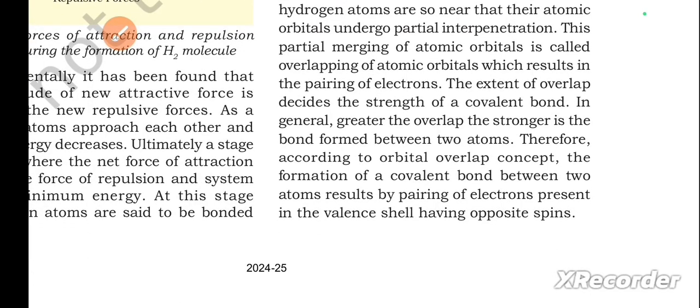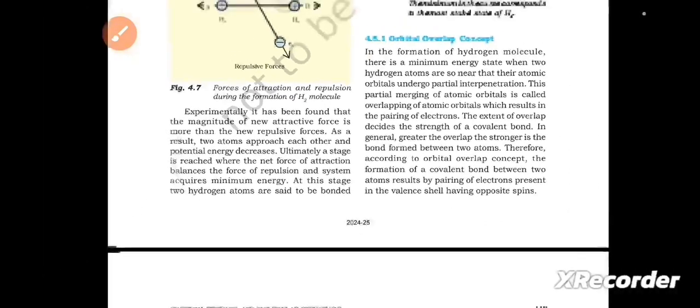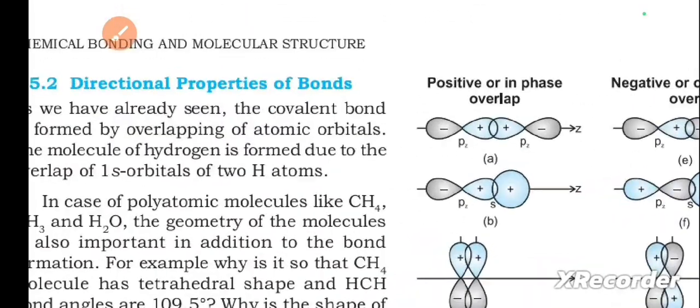The extent of overlap decides the strength of a covalent bond. In general, greater the overlap, the stronger is a bond formed between two atoms. Therefore, according to orbital overlap concept, the formation of a covalent bond between two atoms results by pairing of electrons present in the valency shell having opposite spins.